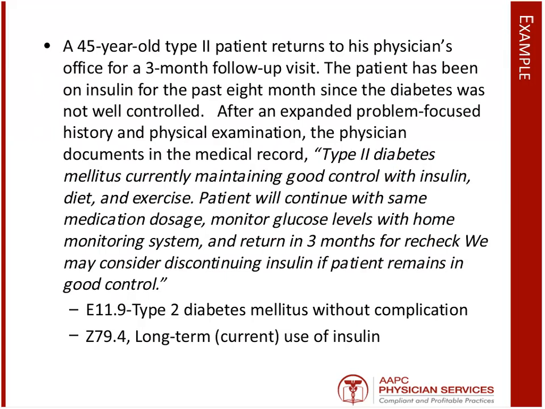Here's an example, 45-year-old who goes to the office for a 3-month follow-up. They're a type 2 diabetic. They've been on insulin, though, even though they're a type 2, because they haven't had good control with their diabetes. So in this case, we would have E11.9, type 2 diabetes without complication, because remember, we don't have controlled and uncontrolled in ICD-10, and they don't mention a complication necessarily, just that it's not in good control. And so they're going to keep them on insulin. And we do have in ICD-10 a Z79.4, like we have our V code today in ICD-9 for long-term current use of insulin. So you would use those 2 codes together to diagnose that visit there for the patient.